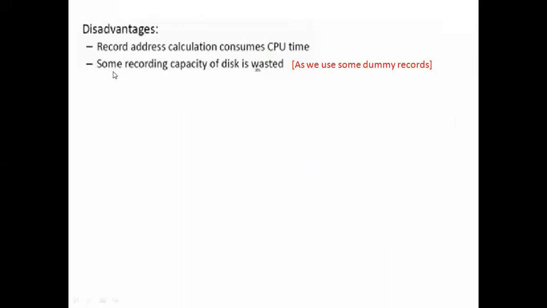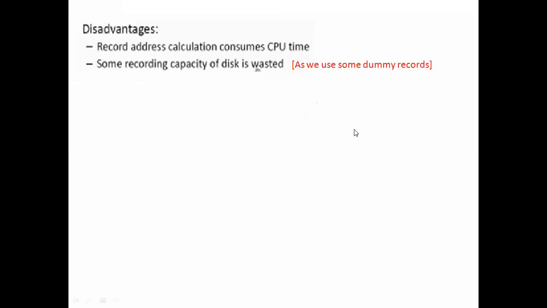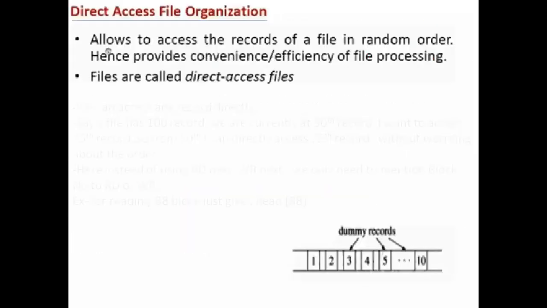The second disadvantage is that some recording capacity of the disk is wasted. Why is it wasted? Because here we are using some dummy records, as seen in the diagram. These dummy records consume some disk space, hence some space of the disk will be wasted. So what is the bottom line? The second kind of file organization is direct access file organization, and I can explain it using this particular diagram.